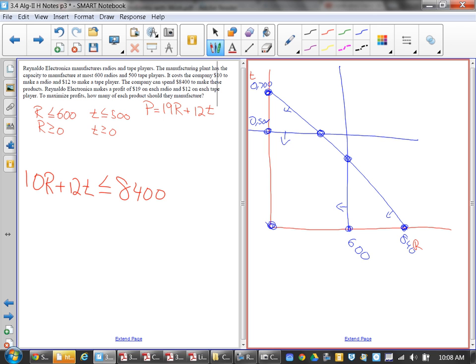This will be at 600, comma something. This will be at something, comma 500. All you have to do is take the values and substitute in here and here. So what is 600 times 10? 6,000. What's 8,400 subtract 6,000? 2,400. What's 2,400 divided by 12?